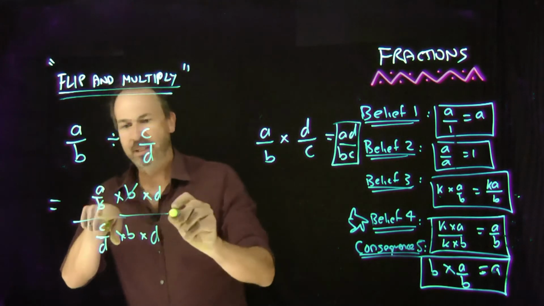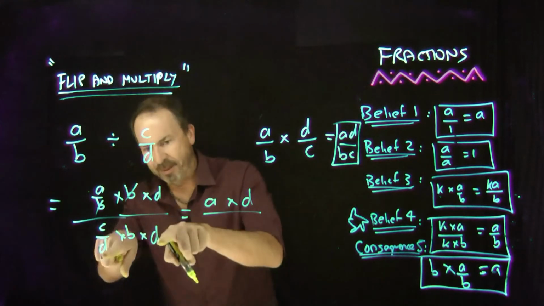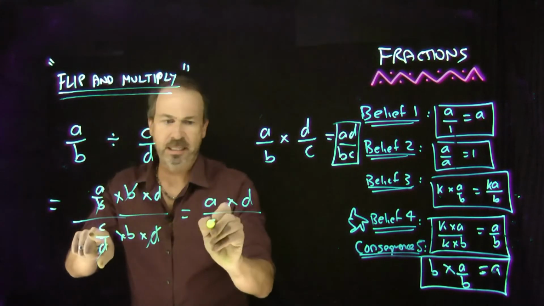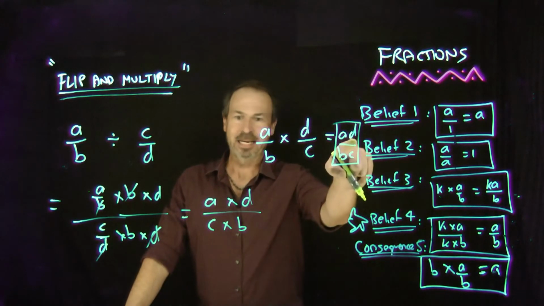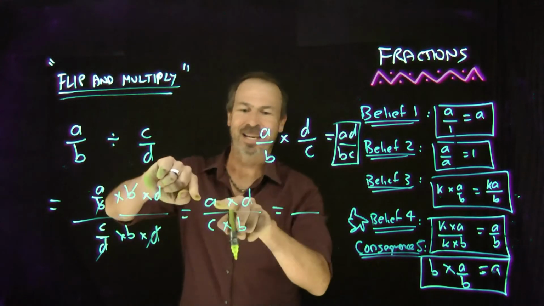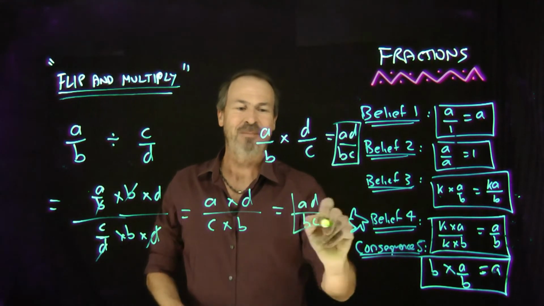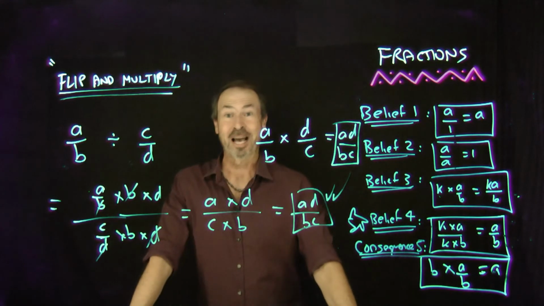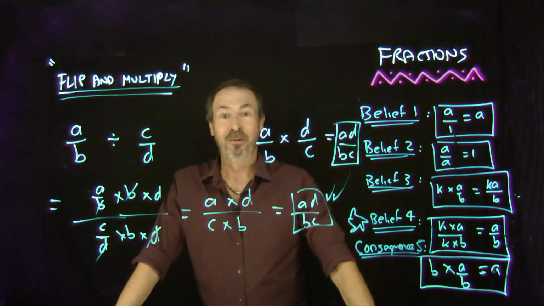The b's, they cancel. So I've really got just a on the top times d, and the d's here cancel, so I've really got c on the bottom times b. All right, so what I got is that ad over bc. Well, yes it is. a times d is indeed ad. cb, switch it around, is indeed bc. Yes, look at that, it just happened to work out. Okay, flip and multiply turns out to be true. At least now I know why it's true.